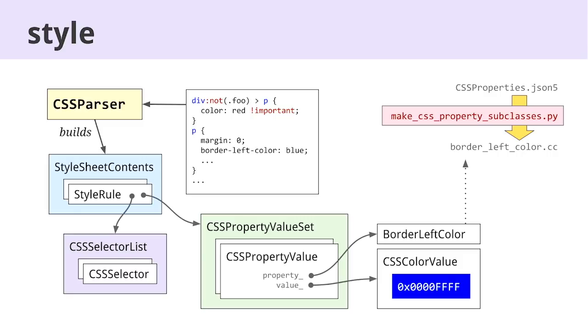So when we first encounter a style sheet, we parse the CSS text into an object model of the style rules, which has rich representations of the selectors and the property value mappings. And these style rules are indexed in various ways for efficient lookup. Another thing to note here is that the C++ classes that implement the individual style properties, like that border left color class, are auto-generated at build time by Python scripts.